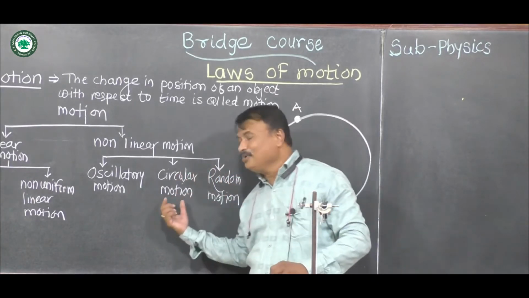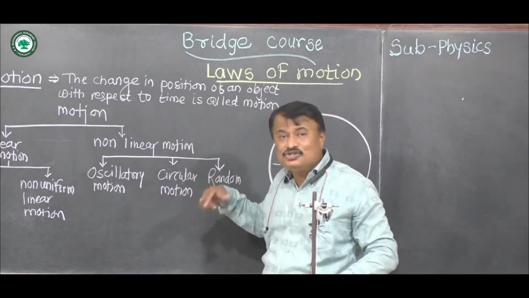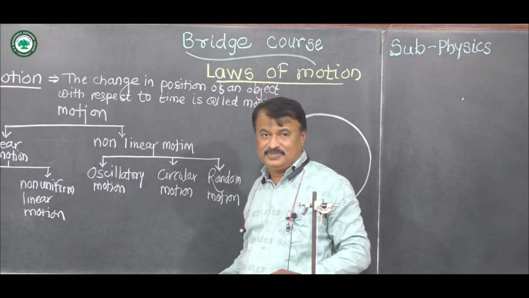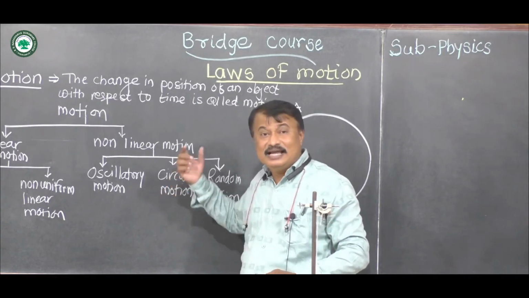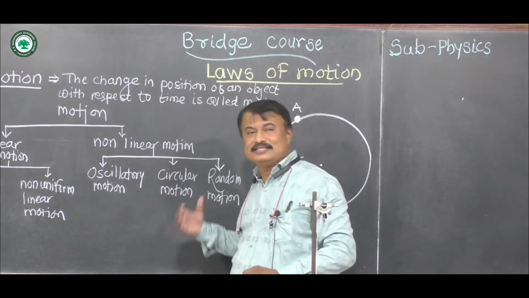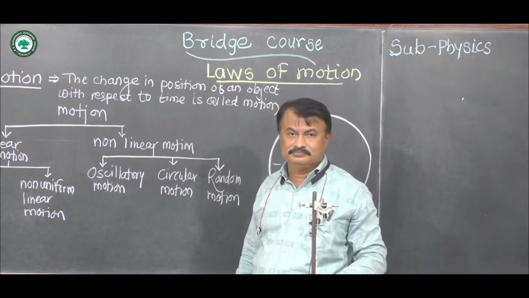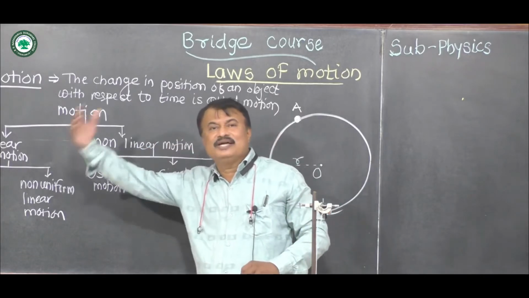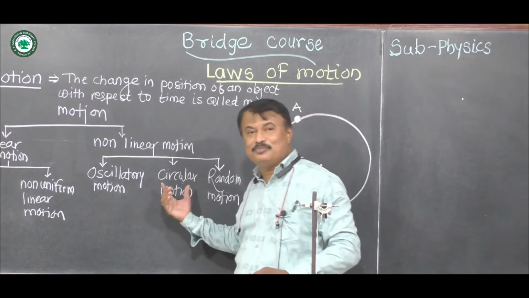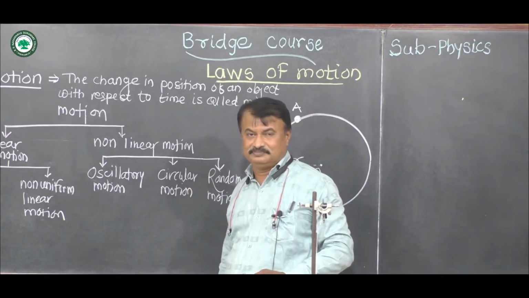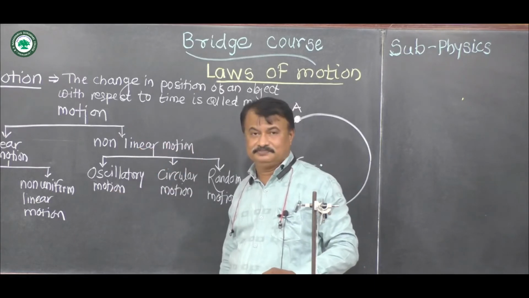If we consider examples of circular motion, then the motion of the blades of a rotating fan is an example of circular motion. Also, we know the electrons are revolving around the nucleus, which is also an example of circular motion. Then the earth is revolving around the sun, and the moon is revolving around the earth; such are examples of circular motion. So these are the types of non-linear motion.